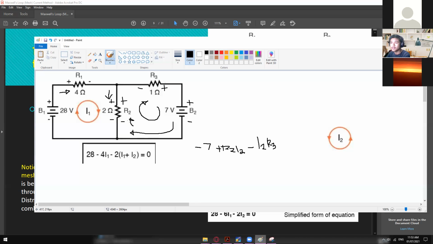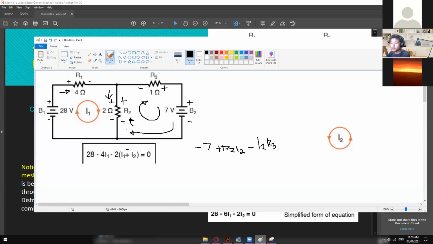Okay, and then as you can see, we have the current that is flowing right here going down and then right here going up. So if we have this kind of scenario, then this one now will become negative since it's now negating the value of your I1. Okay, so they will not be added with each other anymore.